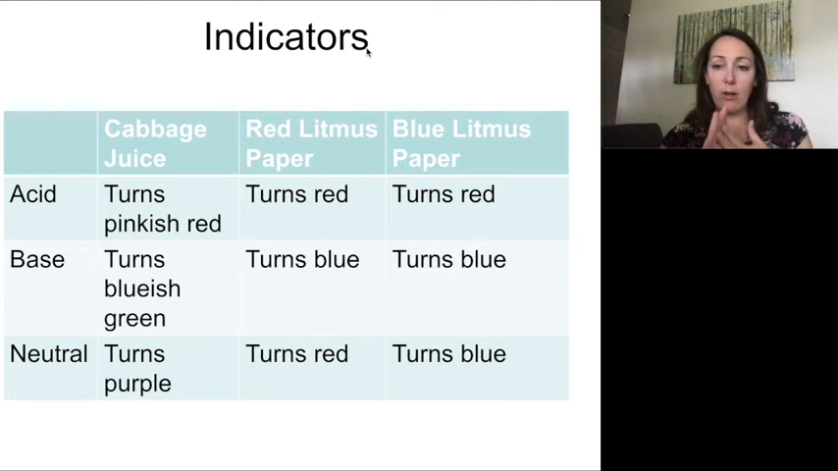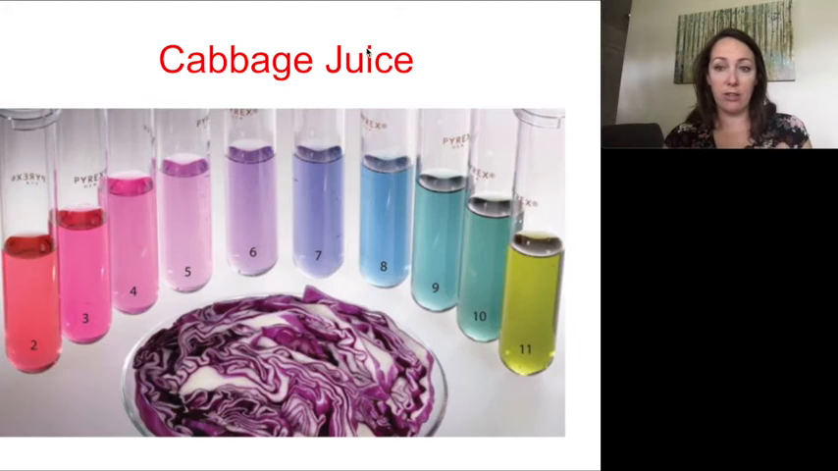Blue litmus paper, the same as red litmus paper, except in reverse. If you dip it in acid, it's going to turn red. It's going to change colors. If you dip it in a base or a neutral, it's just going to stay blue. So blue litmus paper is only good to show you if you have an acid. And it doesn't tell you the degree or how acidic or basic something is. It just lets you know what you're working with.